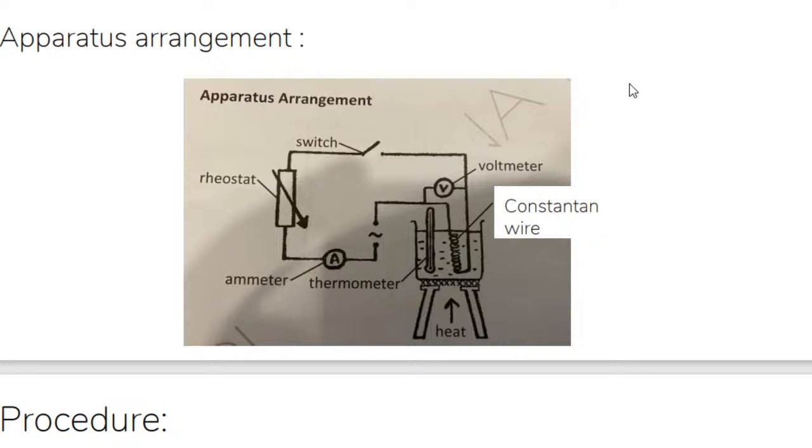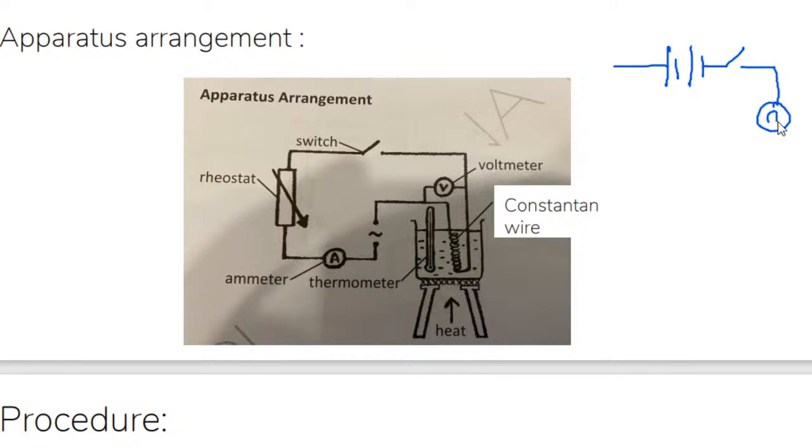So the circuit that we had just now is like this. We have dry cells, say you have 2, and then you have your switch, your ammeter, and your rheostat. Just now we connected it like that, right? And then you have your conductor and your voltmeter. So this is the constantan wire.